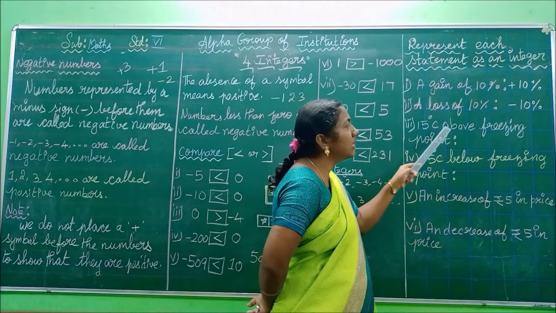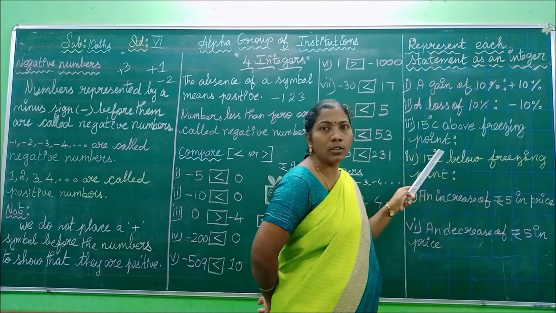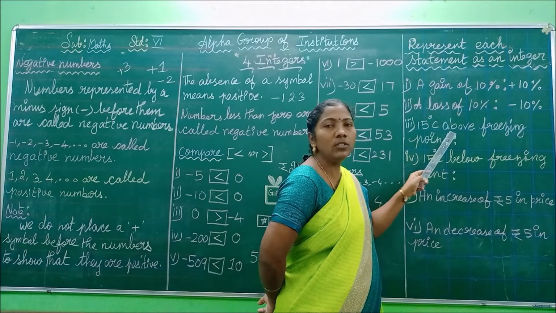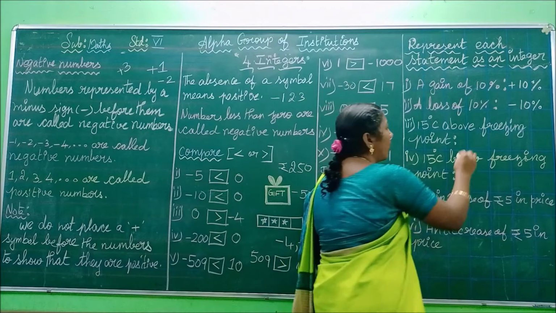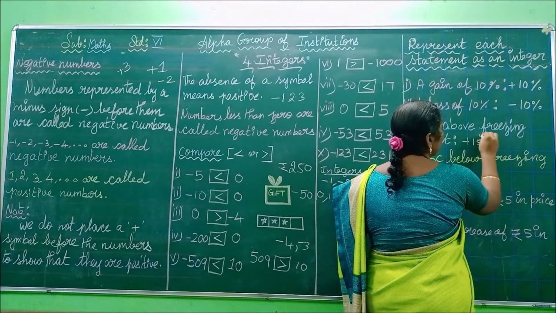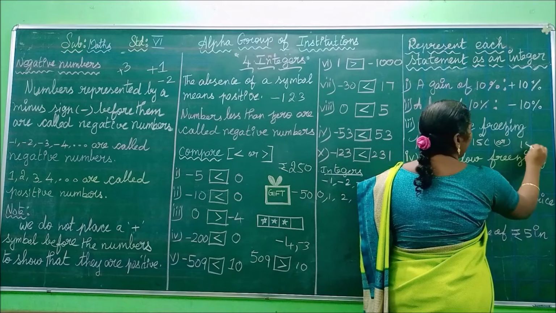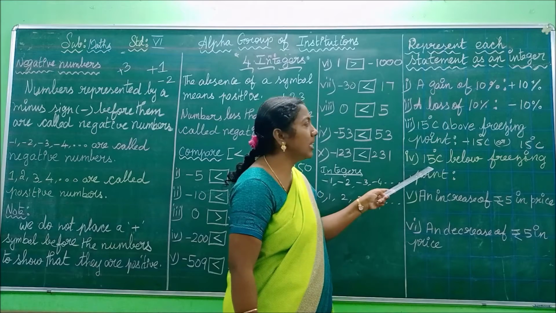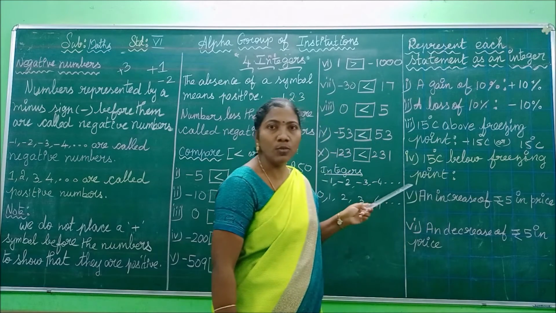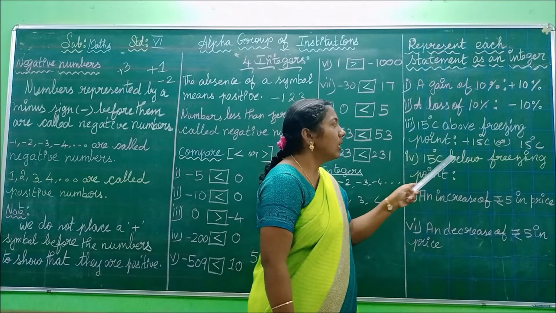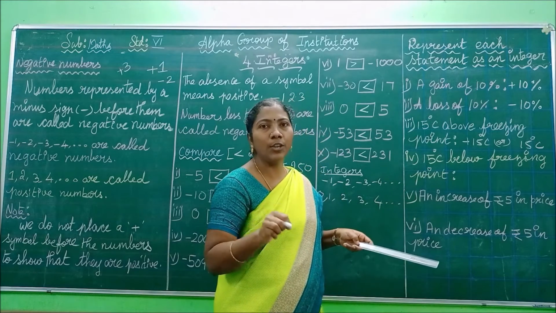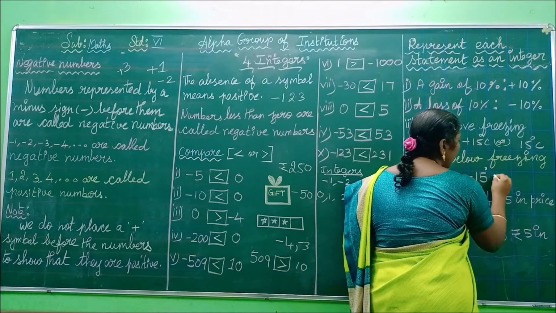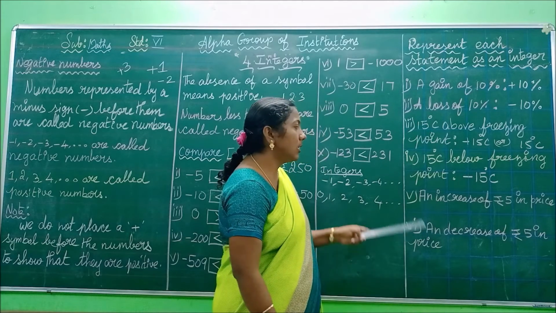15 degrees Celsius above freezing point. So we have to represent the 15 degrees Celsius. Above means you have to use the positive symbol. So here you have to write plus 15 degrees Celsius or 15 degrees Celsius alone. Both are correct. Okay. See the next one. 15 degrees Celsius below freezing point. Below the freezing point means you have to represent this situation by using the negative numbers. So you have to write it as minus 15 degrees Celsius. Do you understand, children? See the next one.